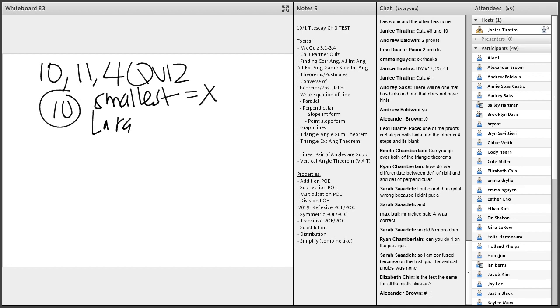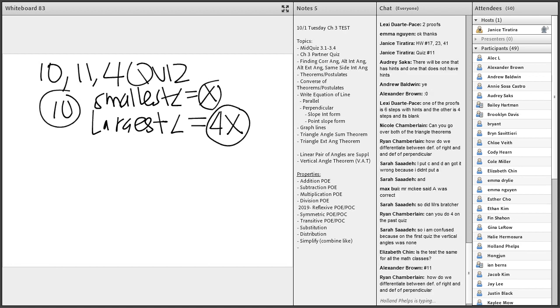So the largest angle is 4 times the smallest, so 4x. So I have the smallest, I have the largest. Now we just need the third angle. It said, and 27 more than the third angle. So again, the largest, that's your noun, angle is 27 more than the third.